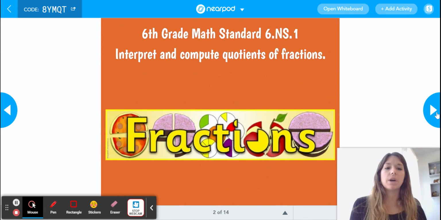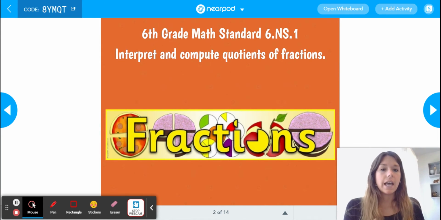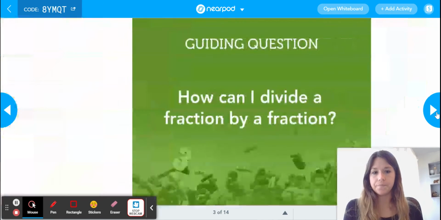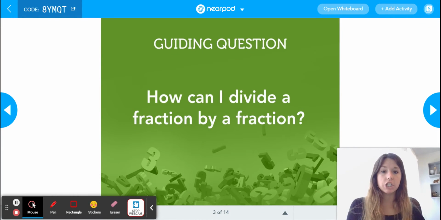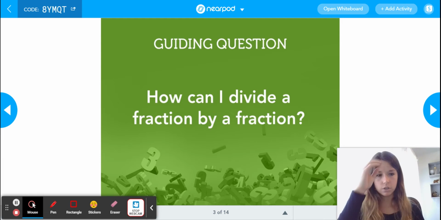So this goes along with standard 6.NS.1. So our guiding question today is, how can I divide a fraction by a fraction? So we're going to be using two fractions and dividing them together.